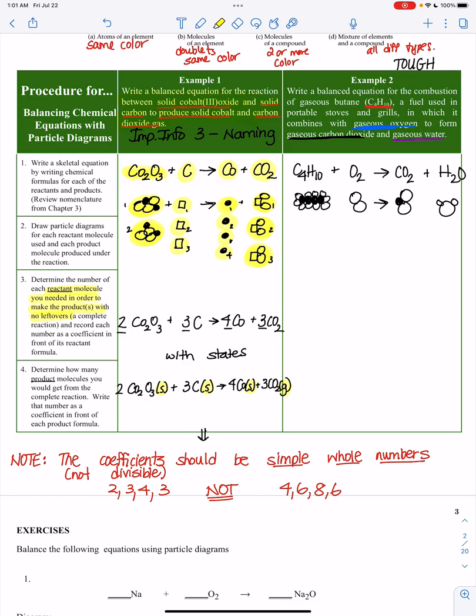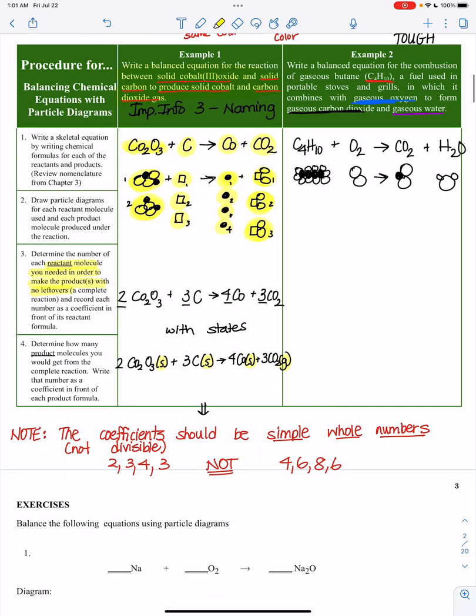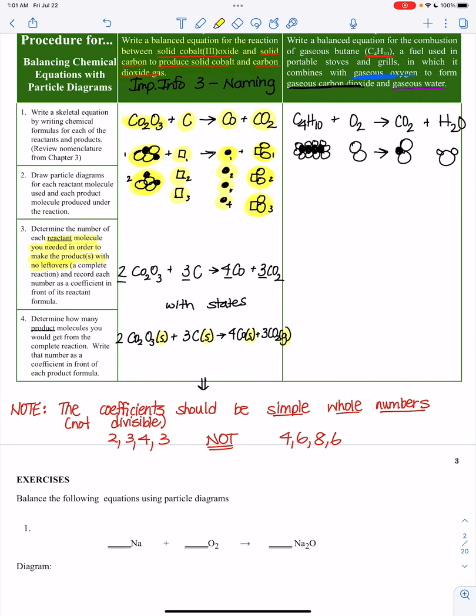This is just an answer key. And you could try and prove this yourself doing the same thing that I did, or you could work this later. And I counted how many of each substance I needed for the chemical reaction. I needed 2 of these cobalt oxides. I needed 3 carbons. I needed to make 4 cobalts. I needed to make 3 carbon dioxides. I included the states, but they're not really necessary. And so I got 2, 3, 4, 3.